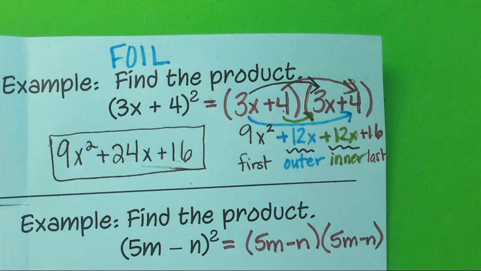And Natalia noticed something before she got off on her little side branch. She noticed that the outer and the inner combined to make 24x. That's always going to happen when we have a plus b squared, like that front flap says. As long as they have the same signs, you're going to end up combining those middle terms. Okay, so let's go to the next one.